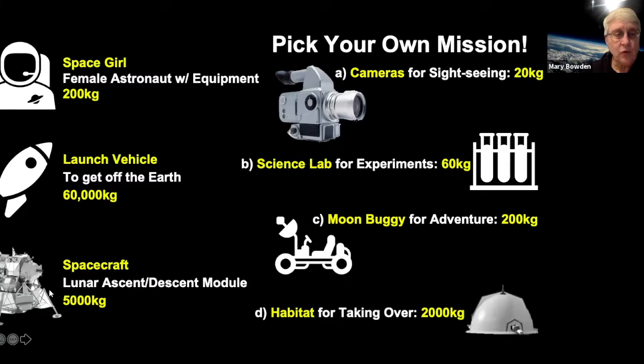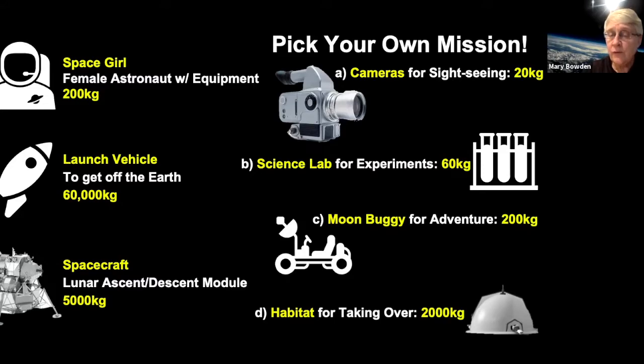But then you also need a spacecraft. This is just a representation. Yours probably won't look exactly like this, but let's go with it. A spacecraft that can travel from the Earth to the moon, land on the moon, and then ultimately take off from the moon and come back. So you need some sort of a lander. Spacecraft or lander, 5,000 kilograms, that's also going to be a necessary part of your mission or your trip.